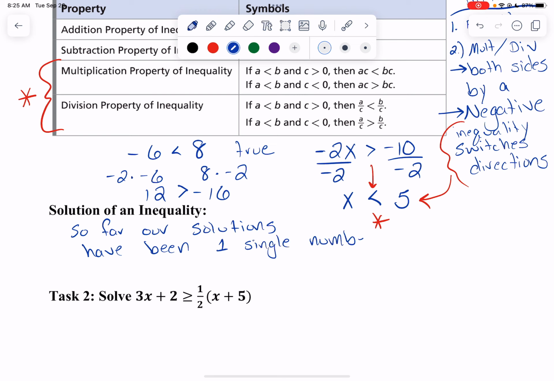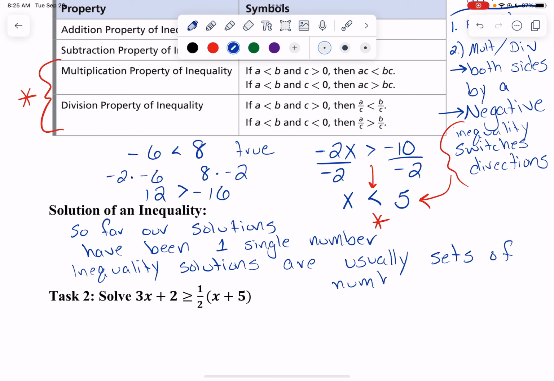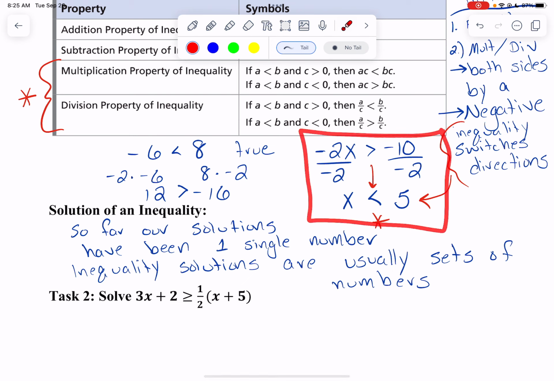Okay. Like x equals 5, x equals 12. It's one single number. Solutions to an inequality are usually sets of numbers. For example, in this one I did up here, I solved it.